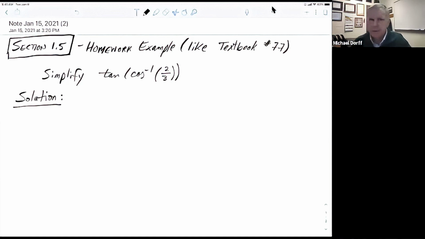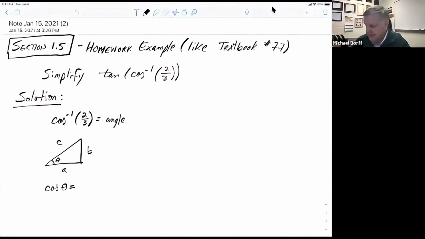So let's remember what the inverse of a trig function means. If I have the inverse trig function of 2/3, what's that going to look like? Well, it should be an angle. For example, if I had a triangle here, and let's say this angle is theta, we're going to give some sides here. Let's say this is A, B, and C. I know the cosine of theta is the adjacent over the hypotenuse, which in this case would be A over B. If I'm doing the inverse cosine, I'm then going to write the inverse cosine of A over B.